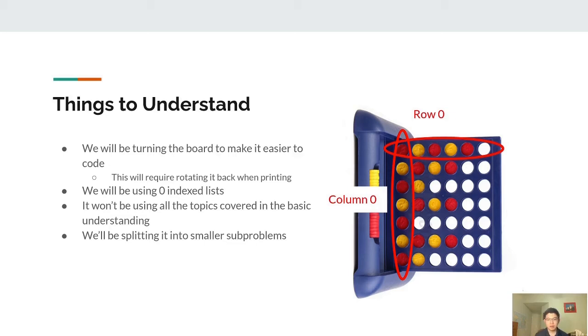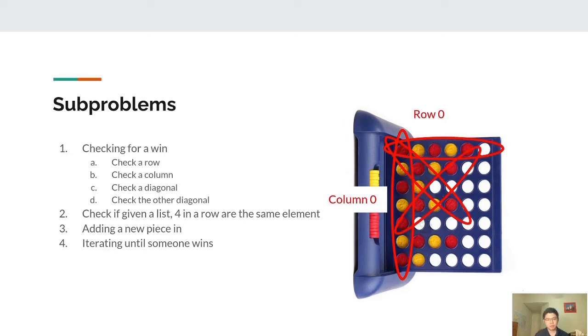So there's a row 0 and column 0, and it won't be using all the topics that we covered in the basics of Python portion. We'll be splitting it into some smaller subproblems though, and this will make it a lot easier to solve. So the subproblems are: 1, checking for a win. So we'll be checking for a row, a column, a diagonal, and the other diagonal. Another subproblem that would make it a lot easier is check if given in a list 4 in a row are the same element, and adding a new piece in, and then iterating until someone wins.